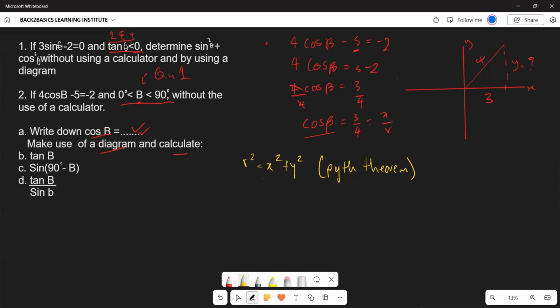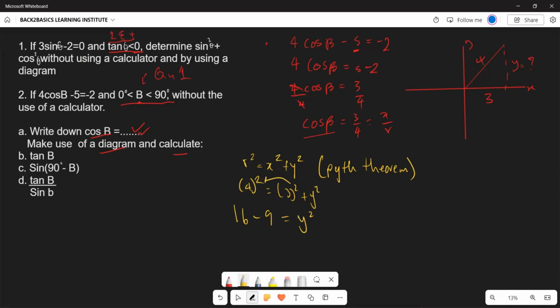And now from here, what is going to be the value of your r? You already know that this is 4 squared equals what is your value of x? This is 3 squared plus y squared, right? So when you take this side, what is going to be 4 squared? This is the same as 16. Subtract what is 3 squared. This is 9, which is going to be your y squared, right?